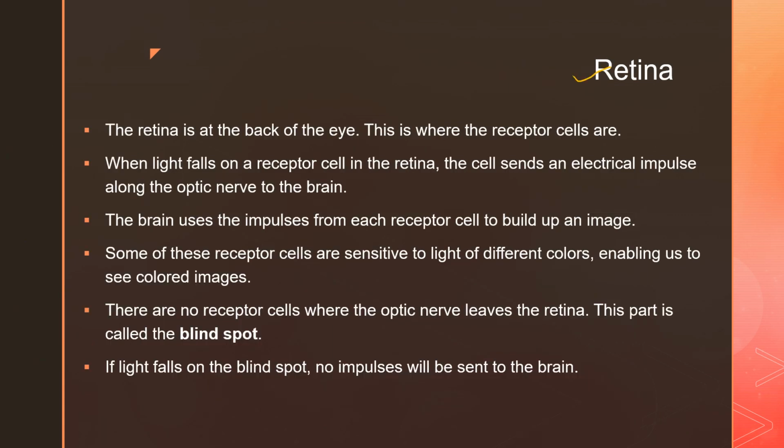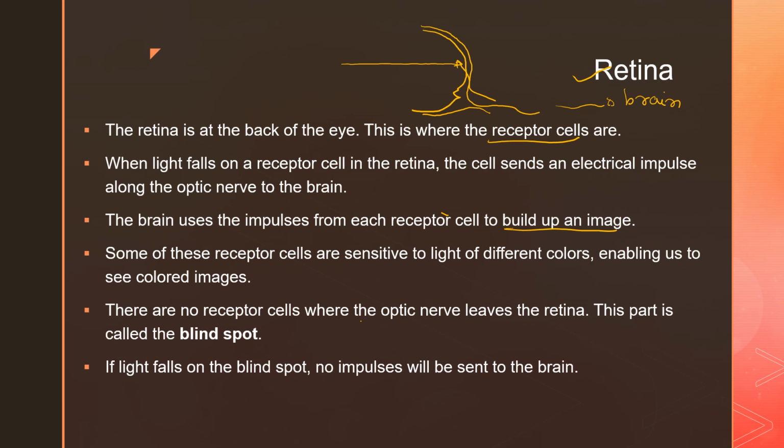So what is the retina? The retina is at the back of the eye. This is where the receptor cells are. When light falls on a receptor cell in the retina, the cell sends an electrical impulse along the optic nerve to the brain. So when light falls on it like this, an electrical impulse is generated, and this eventually goes to the brain for an image to be formed, to build up an image. Some of these receptor cells are sensitive to light of different colors, enabling us to see colored images.